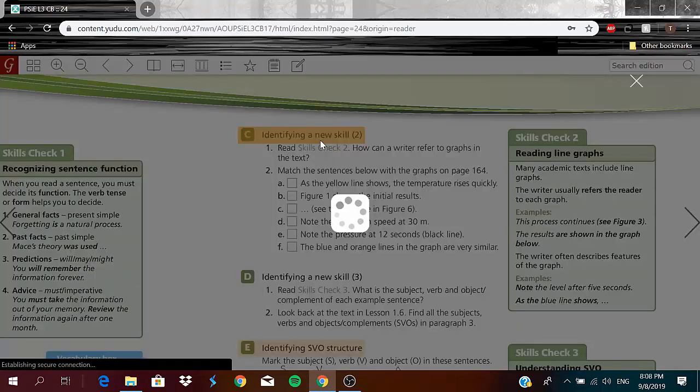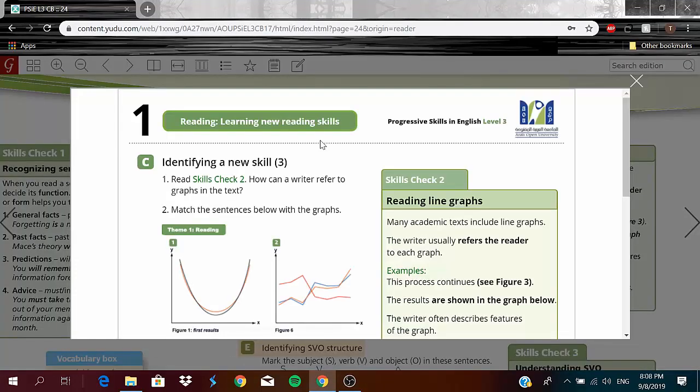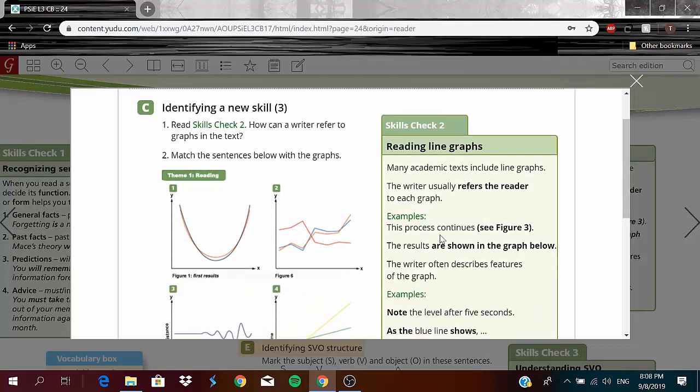Read skills check 2. Let me open this first. Here we have reading line graphs. Okay, so graphs are pretty important, you guys. You gotta understand how to read graphs for English and for other subjects as well. Learning graphs can help you a lot in English, business, and other subjects like mathematics, for example. So, many academic texts include line graphs, right?